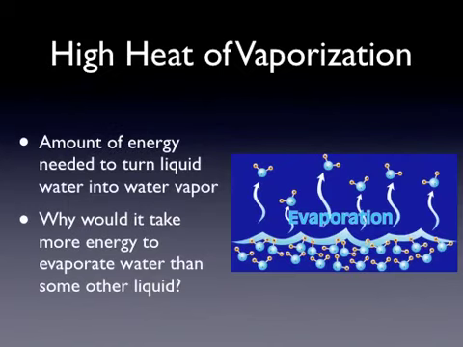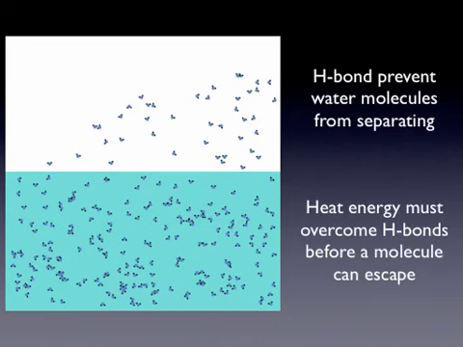Water also has a high heat of vaporization. Heat of vaporization is the amount of energy needed to turn liquid water into water vapor. Why do you think it would take more energy to evaporate water than some other liquid? Well, it has to do with H-bonds again. The H-bonds prevent water molecules from separating. So heat energy must overcome the H-bonds before a molecule can escape. This means it takes a lot of heat to cause water to become a vapor.